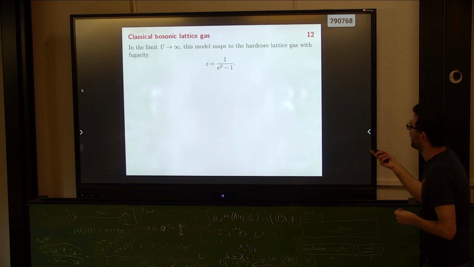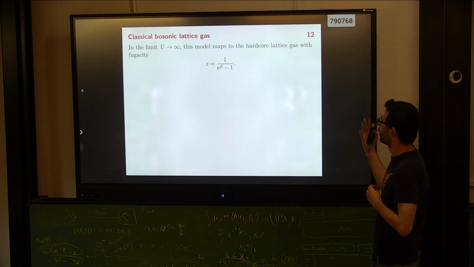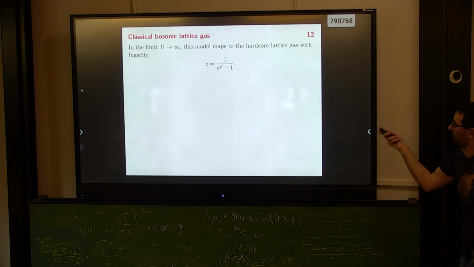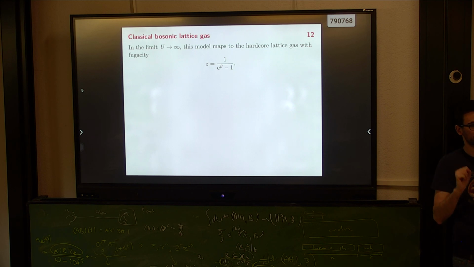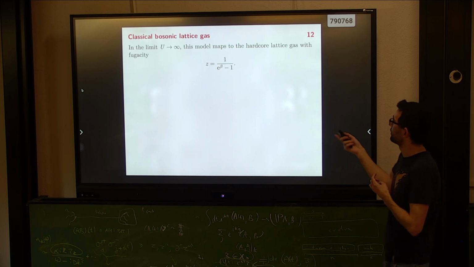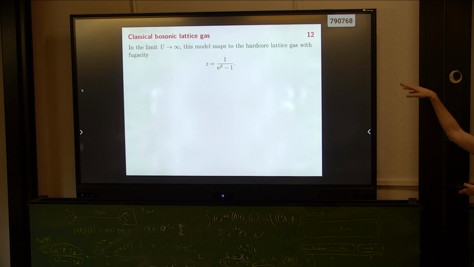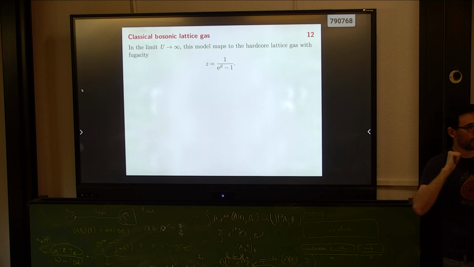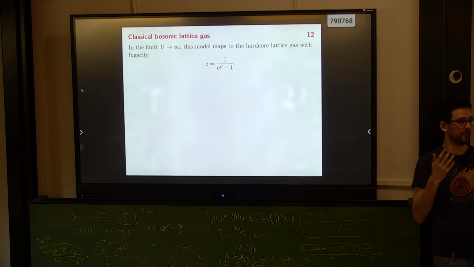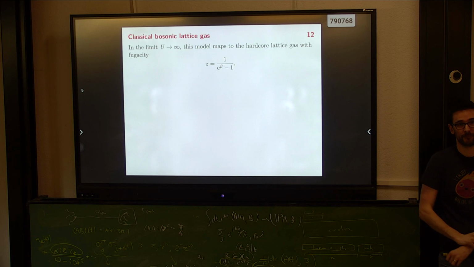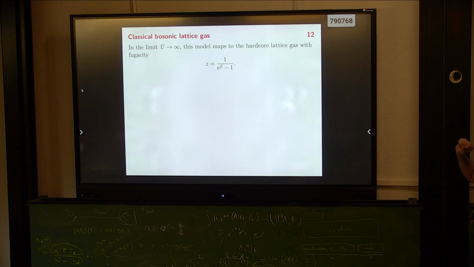Okay. And normally you think about this hardcore lattice gas by talking about the fugacity z, which is like e to the beta mu, the cost of putting 1 particle into the lattice. And really the only difference here is that the fugacity is given by a different formula. It's 1 over e to the beta minus 1, which is the contribution to the partition function from having 1, 2, 3, etc. particles on each site. But if u was infinity, this would be a hardcore lattice gas.